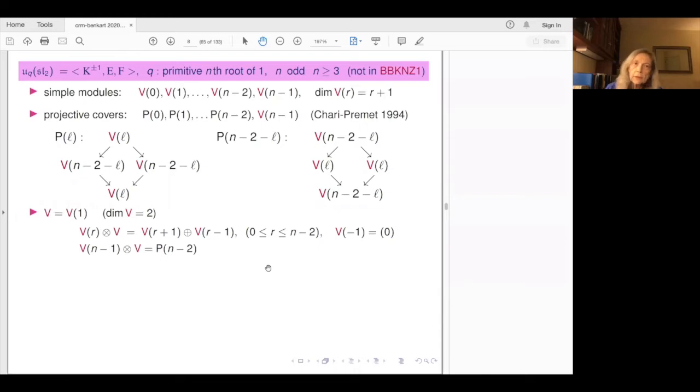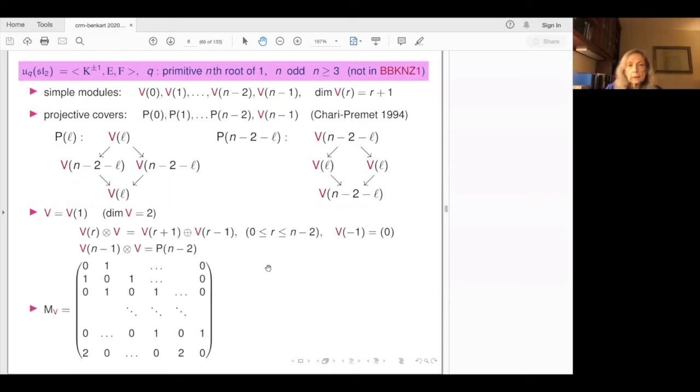What about the Markov matrix? Okay. So the first n-1 lines are exactly this first rule. So if you tensor V0 with V, you'll just get V. That's a 1. And then you get subtract 1, add 1, subtract 1, add 1, all the way down. When you get to the bottom row, what you're looking at are the composition factors of P_{n-2}, which are these two copies of V_{n-2}, which is over here, and two copies of V0.